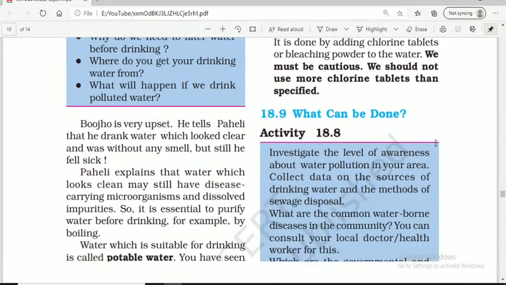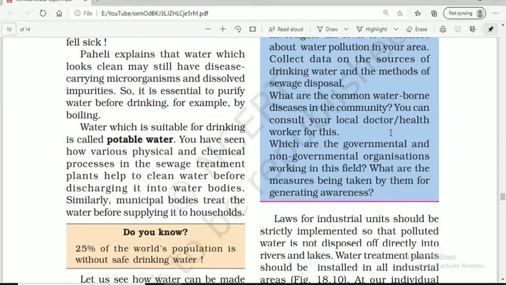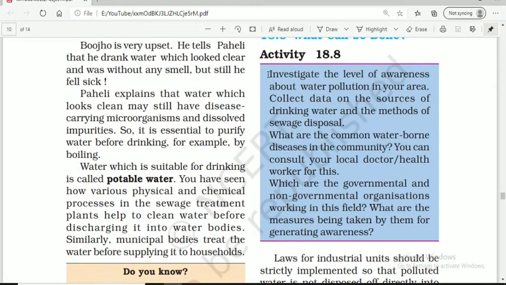So what can be done? Now you have to read what can be done. Investigate the level of awareness about water pollution in your area. Collect data on the sources of drinking water and the methods of sewage disposal. Now we have to investigate the level of awareness, how much the people are aware about water pollution in your area.